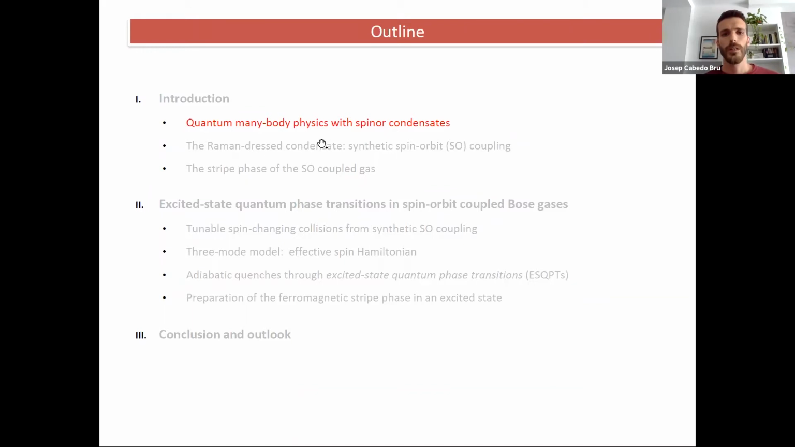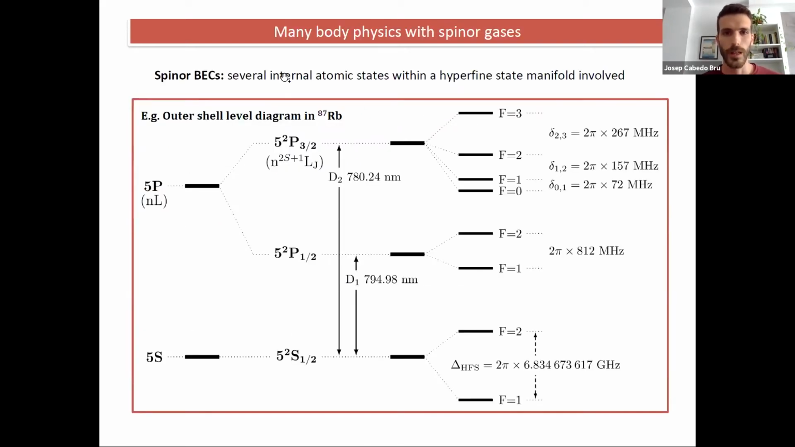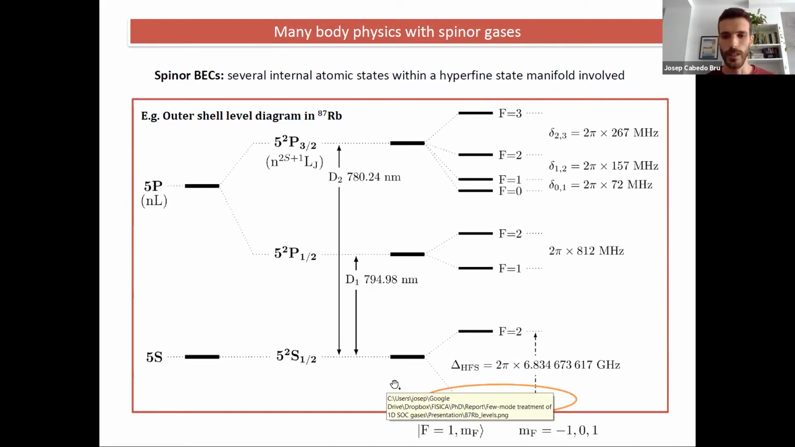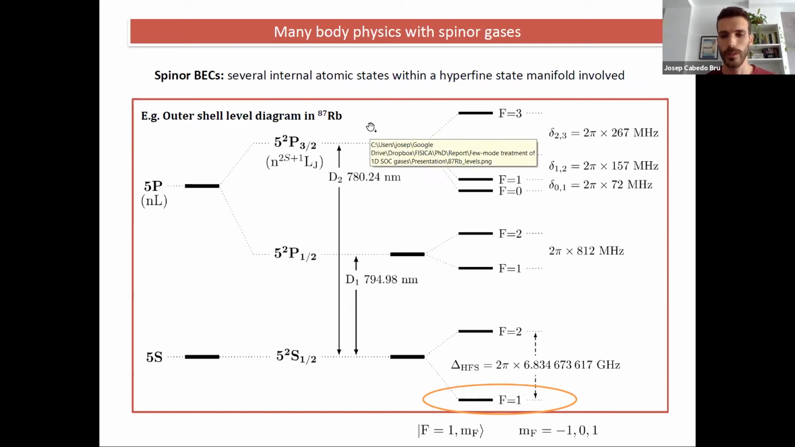Okay, so let me start with a brief recap of spinor condensates and why they are so popular to study quantum many-body coherence physics, and more recently also excited state quantum phase transition. So in spinor condensates, several internal atomic states are involved in the condensate. Typically in alkali atoms, these are states within a hyperfine state manifold. And for instance, in rubidium, we will be dealing often with this example, the F1 manifold in rubidium gases. In there, the Zeeman levels in the manifold are taken as effective spinor degrees of freedom for the particles in the gas, which are the atoms.